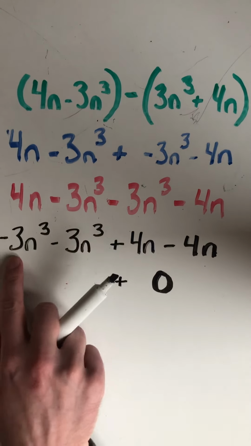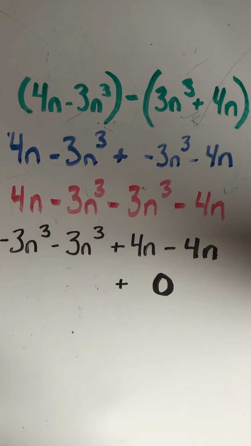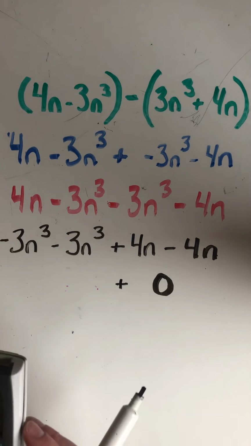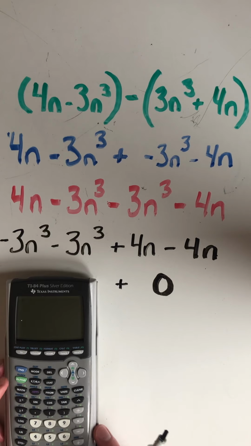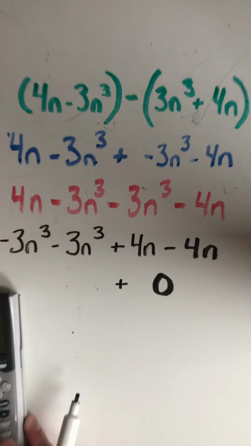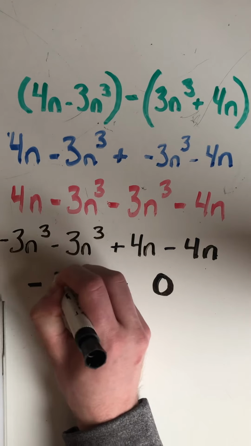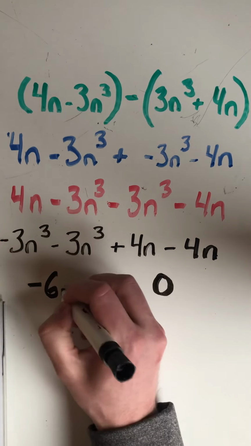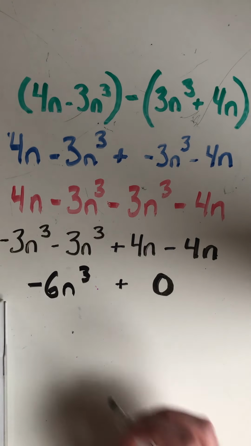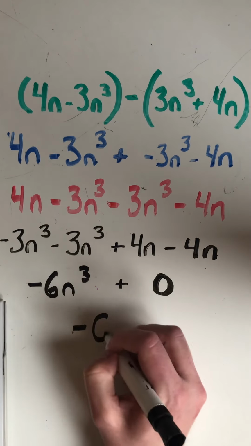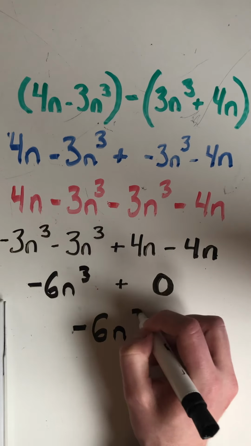I'm just going to take the coefficient with my calculator. Again, we're still using our calculator because it's not always obvious with negative numbers in subtraction what's happening. So I'm typing in negative 3 minus 3. And I'm getting negative 6. So negative 6, and then I keep the variable and the exponent there. So my final answer for this one is negative 6n to the third.